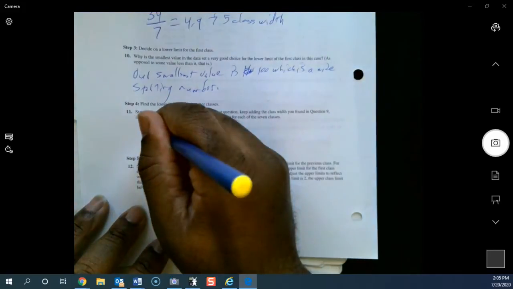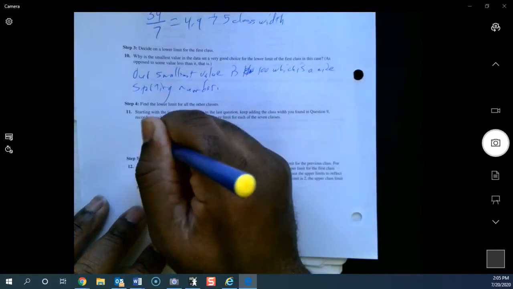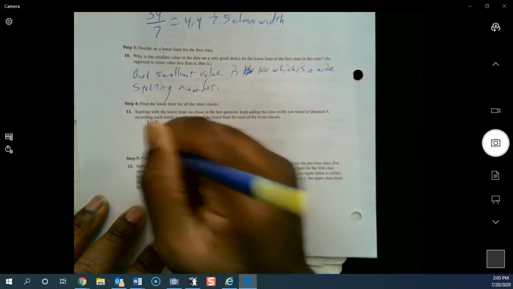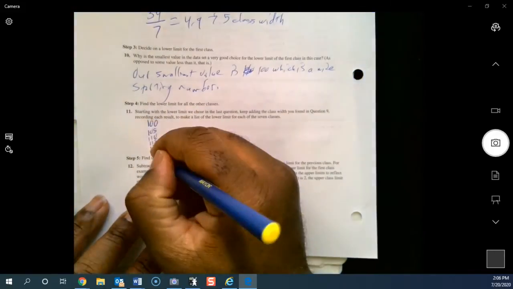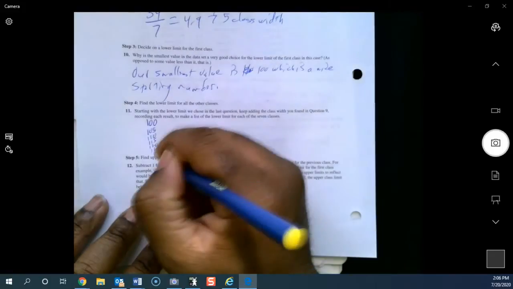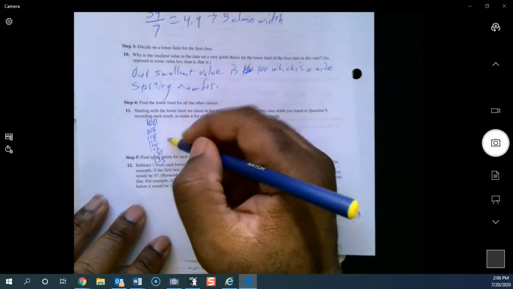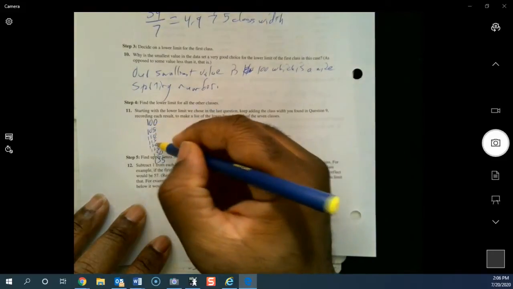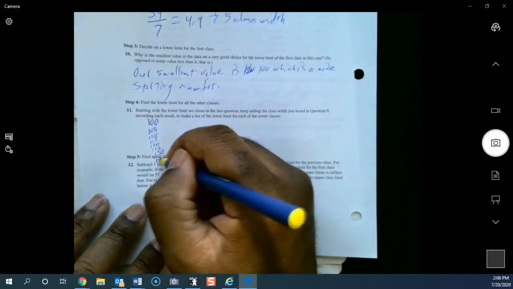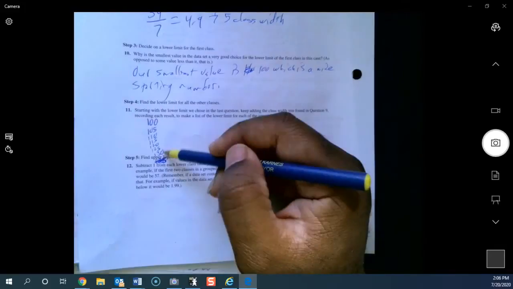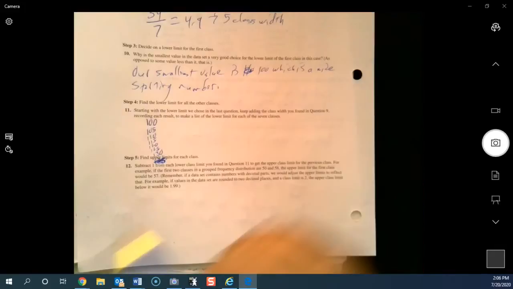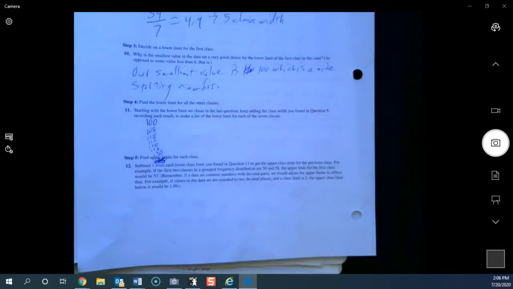So it'd be 105, 110, 115, 120, 125, 130. And I ran out of space, but it'd be 135. It'll go from 100, 1, 2, 3, 4, 5, 6. Oh, I was supposed to stop at 130. Okay, so it's supposed to go from 100 to 130. Those are the lower limits.